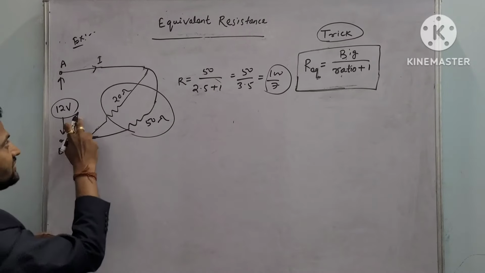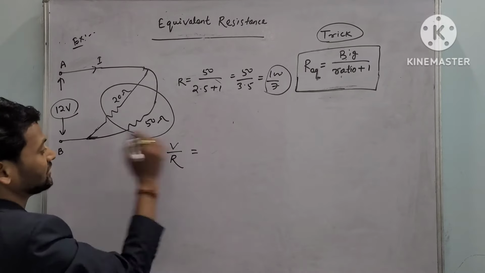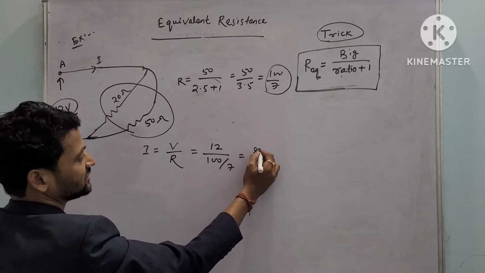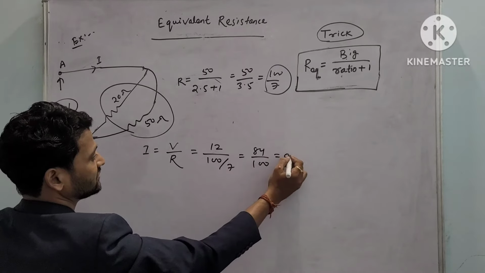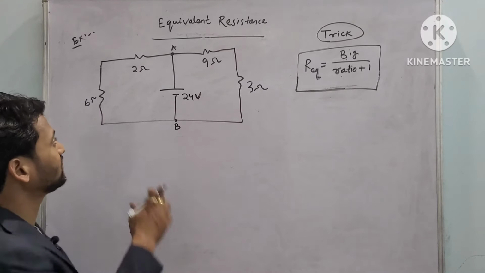So the potential difference given is 12 volts. So what is the current? As per Ohm's law, voltage upon resistance. Voltage is 12, resistance is 100 upon 7. So it is coming 84 upon 100, which is 0.84. So that is your answer. So look at the next question.